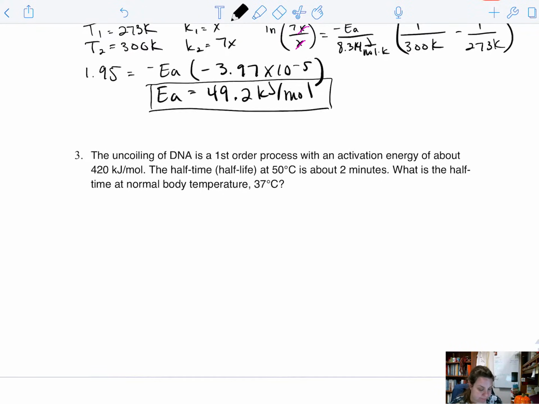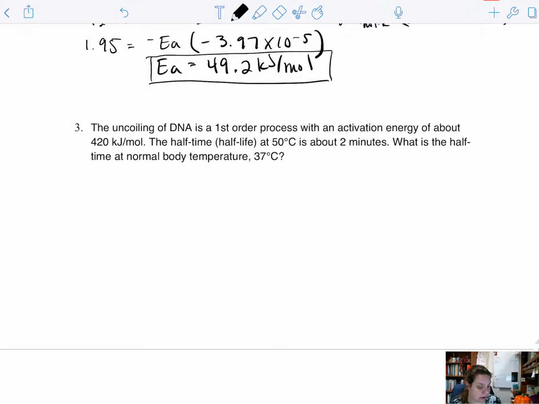Okay, the uncoiling of DNA is a first-order process with an activation energy of 420 kilojoules per mole. The half-life, or half-time, is about 2 minutes. What is the half-time at normal body temperature? So this is a little bit more complicated of a process. Or it seems like a more complicated process.